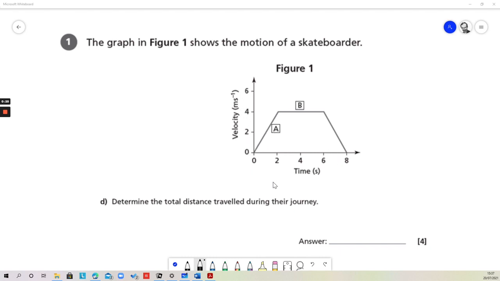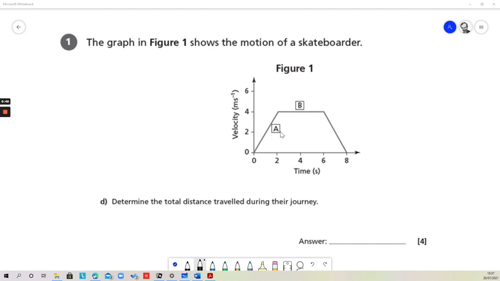And you should know that if you have a velocity time graph, the total distance covered can be worked out by calculating the area under the graph. So that's the idea that we're going to use, and the way that we're going to find out what the area under the graph is, is by breaking the graph down into constituent shapes, and we'll split it into 3 shapes because that's a good way of doing it.